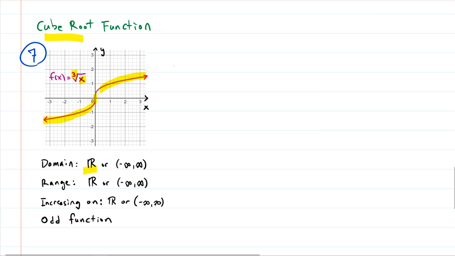So the domain is everything. The range is also everything because it continues to go up as it goes to the right and continues to go down as it goes to the left. It's increasing, or has a positive slope, everywhere, and it is an odd function, so it has symmetry about the origin. That's it.